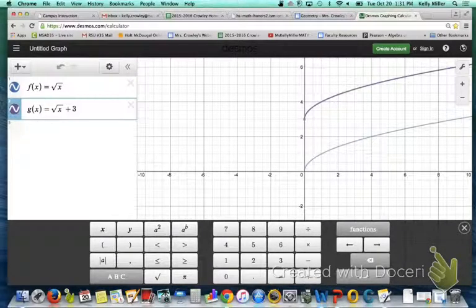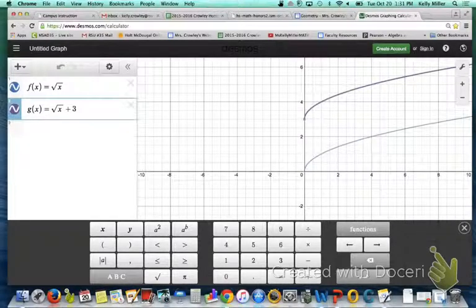Okay? So vertical translations are the easiest ones to see because it's just whether there is a plus or a minus outside of whatever the original function is. Okay? Questions with that one? All right, and you now know the square root sign right here. Got it?